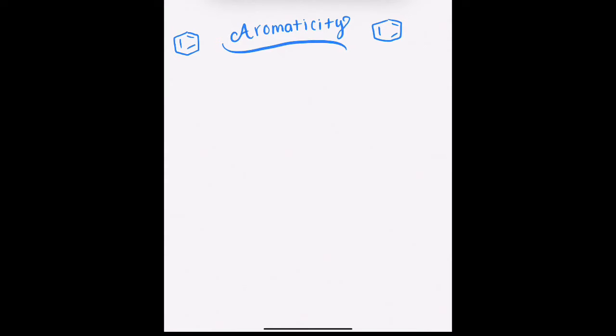Today we'll be going over aromaticity and how to tell if molecules are aromatic, non-aromatic, or anti-aromatic.